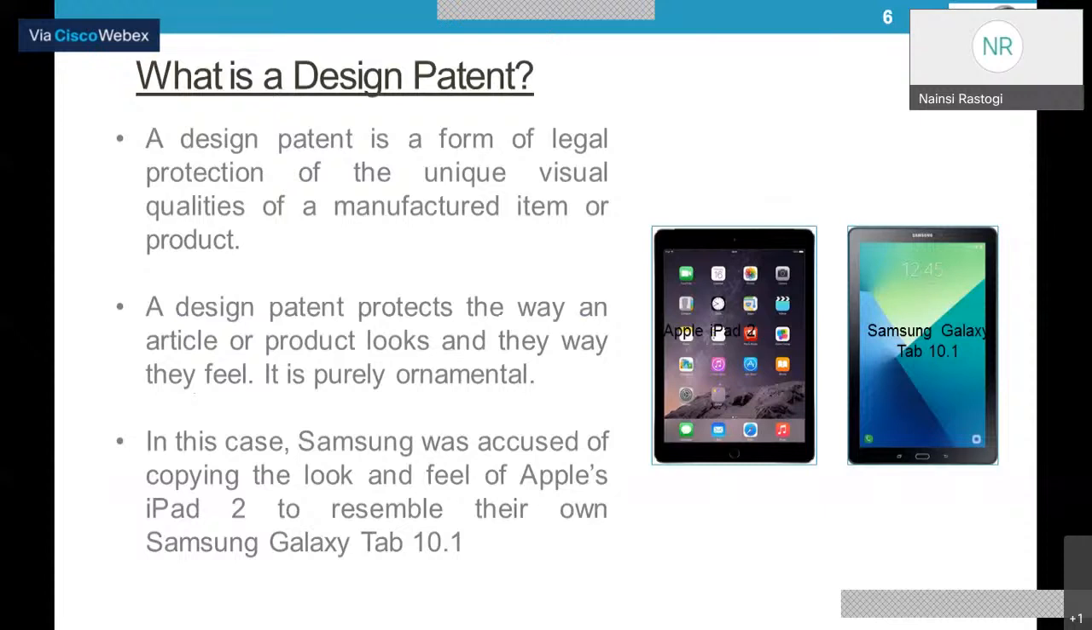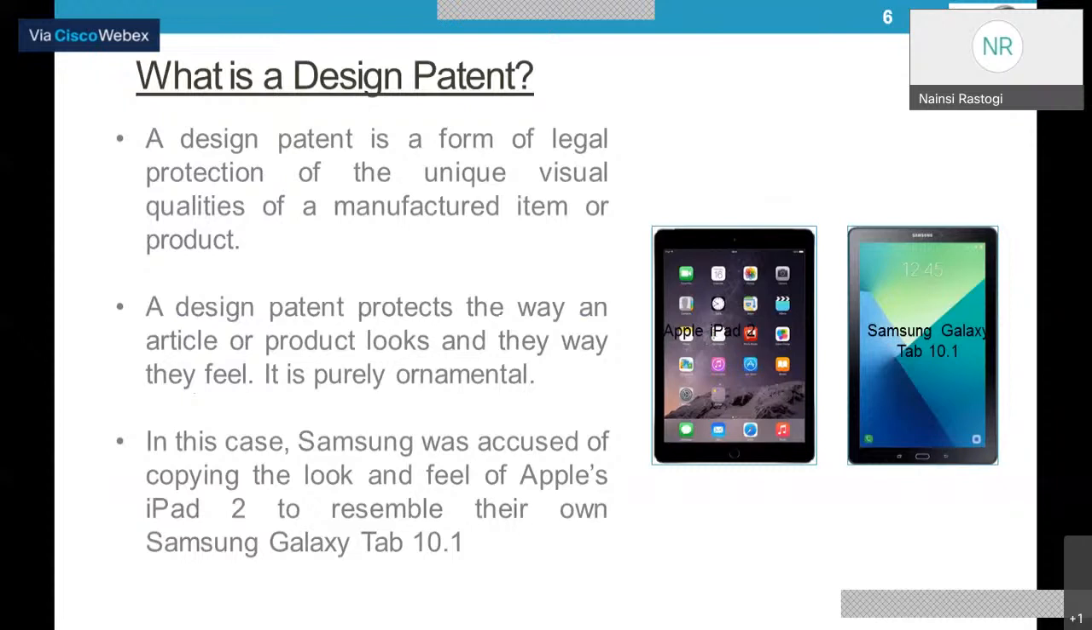So let's go back a bit. Let's understand what a design patent is. Apple claimed that 26 Samsung devices were infringing four of its patents, including three design patents and one utility patent. So the infringement cost was going to be huge, because 26 devices were held for infringement against Apple's patents. So let's understand what a design patent is.